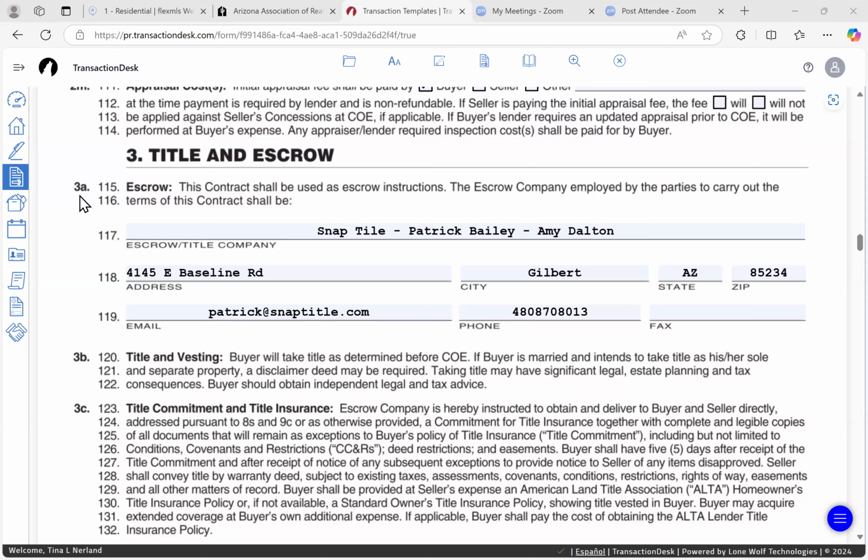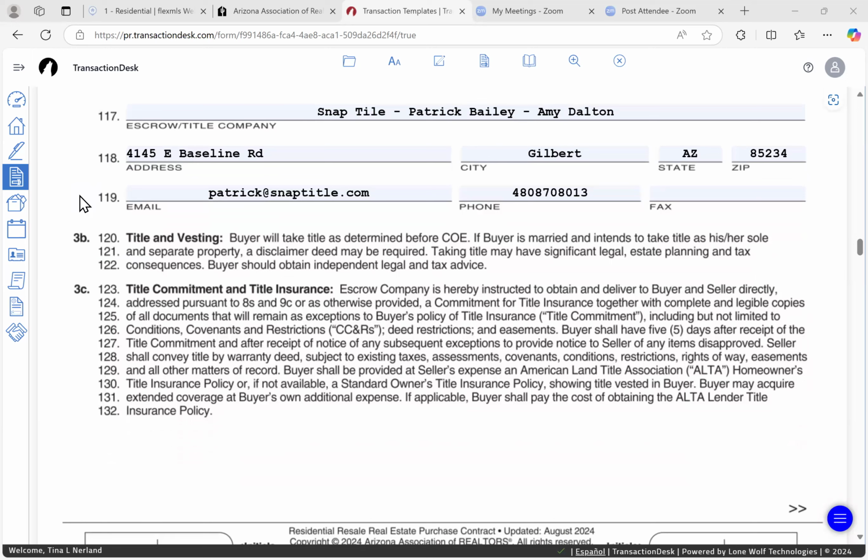Title vesting. The buyer will take title as determined before close of escrow. If buyer is married and intends to take title as his or her sole and separate property, a disclaimer deed may be required. Taking title may have significant legal, estate planning, and tax consequences. The buyer should obtain independent legal and tax advice. Because what are 2 things we can never give? Legal and tax advice.